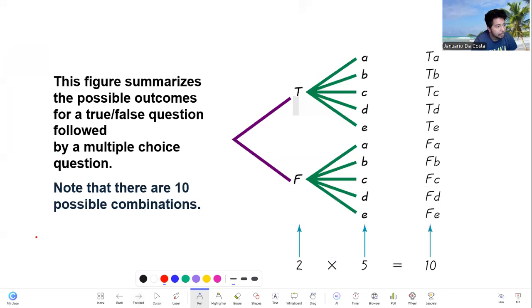Okay, for example, this figure summarizes the possible outcomes for a true-false question followed by a multiple choice question. Note that there are 10 possible combinations. Then for example, this summarizes the true-false question.